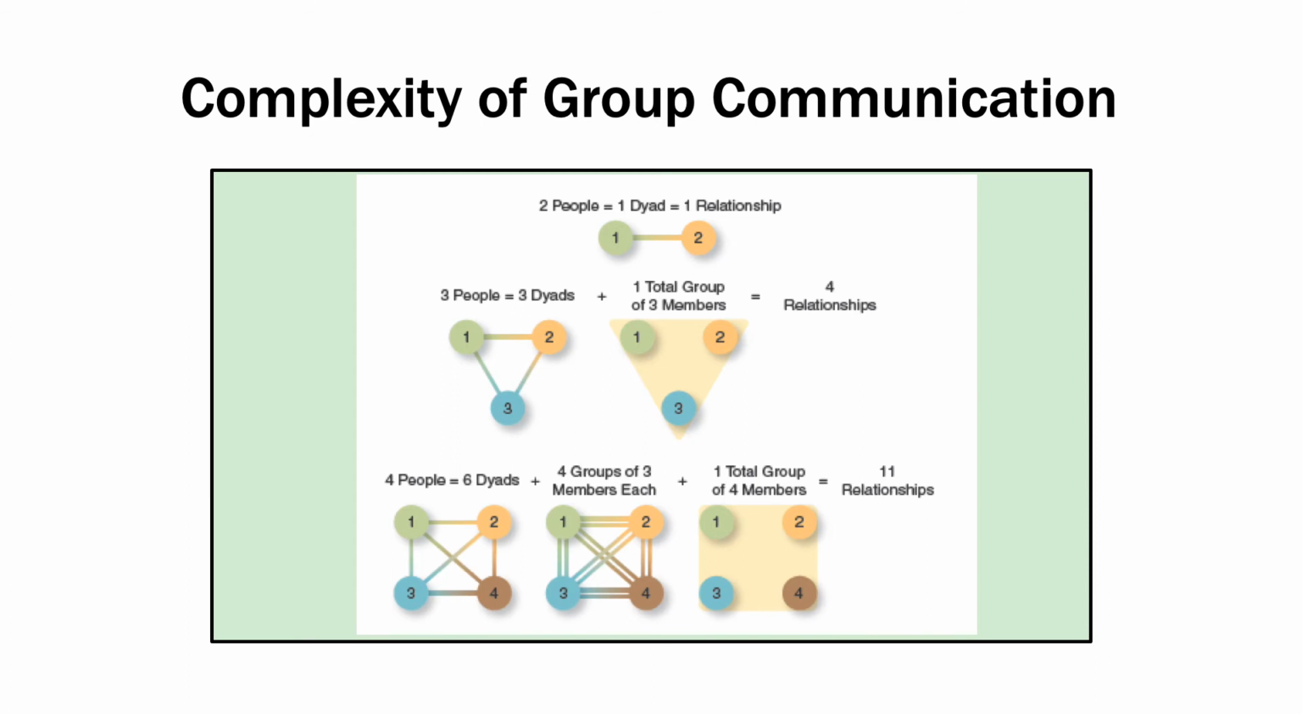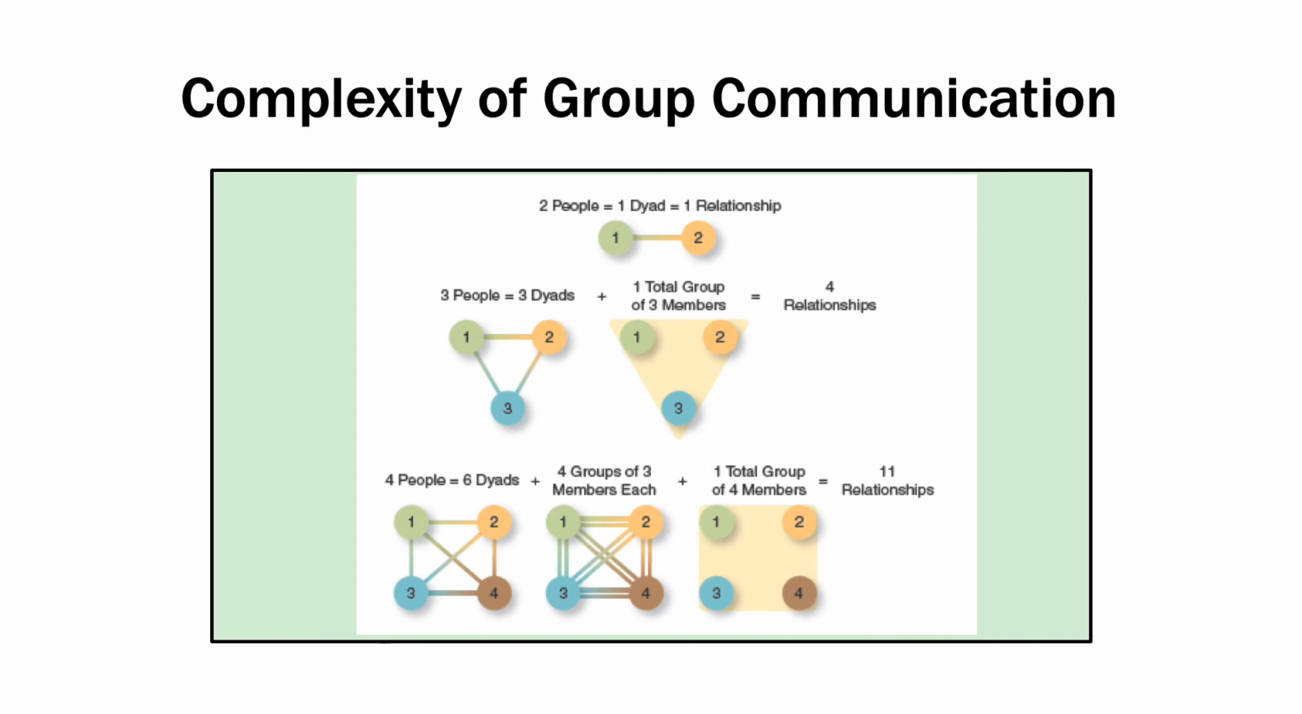The complexity of group communication. And as I said with our first slide, when we have two people, which is a dyad, which is interpersonal, the dynamics are different. When you add a third person, and that's why groups need to have a minimum of 3, the dynamics change. So here I have at the top of the slide, if there are 2 people, it's a dyad. That's one relationship, person 1, person 2.